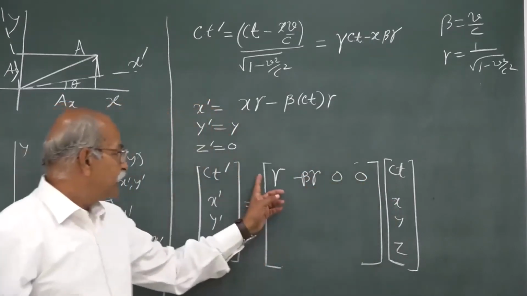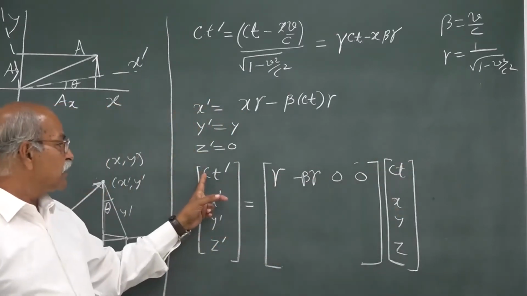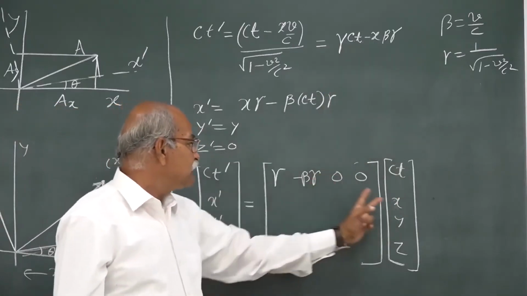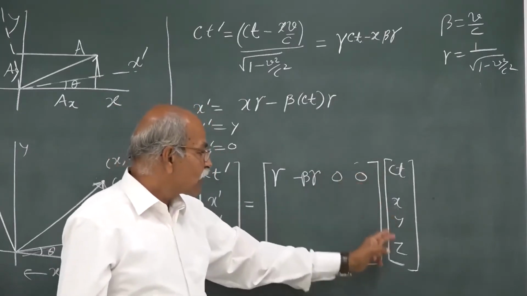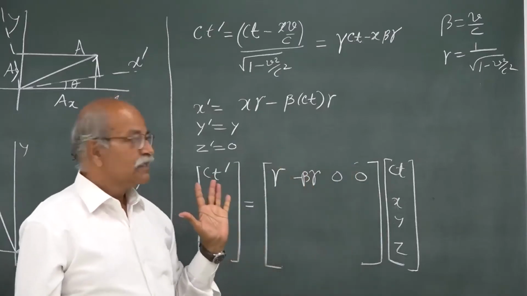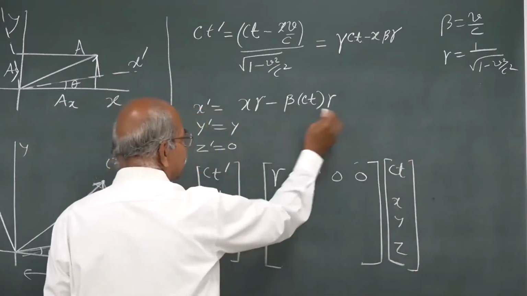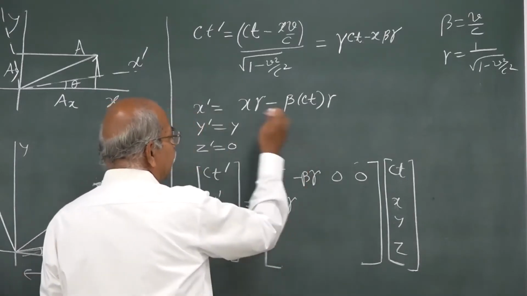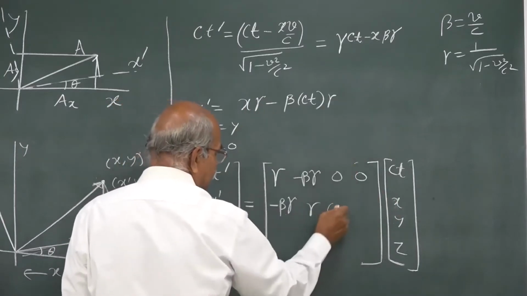Just check. If I do this matrix multiplication, first row and first column, that gives me this 1 1 component. So, gamma times Ct, it is here, minus beta gamma times x, it is here, then 0 times y is 0, 0 times z is 0. So, that first transformation equation comes from here. Second, x prime, second row and this column. So, Ct minus beta gamma, and then x is multiplied by gamma, and then nothing. So, 0 0.